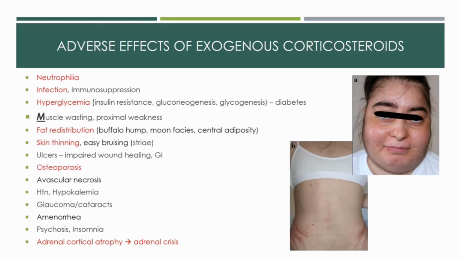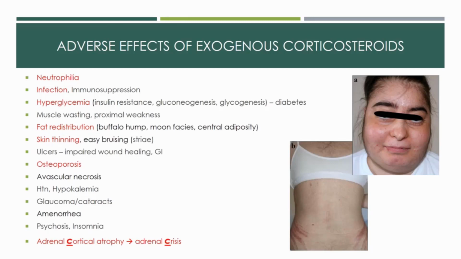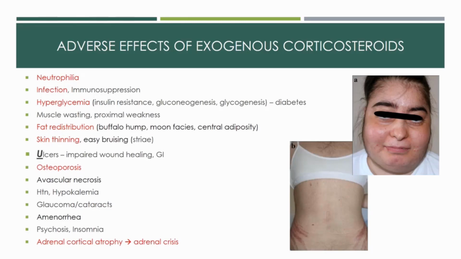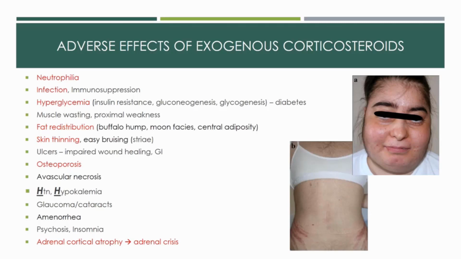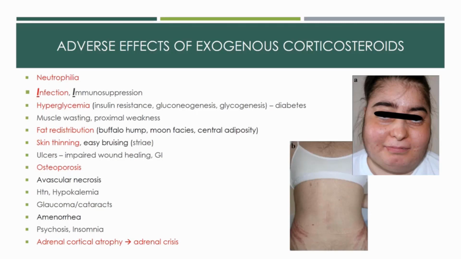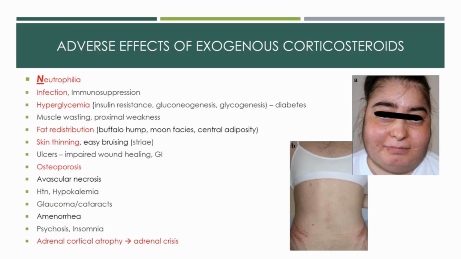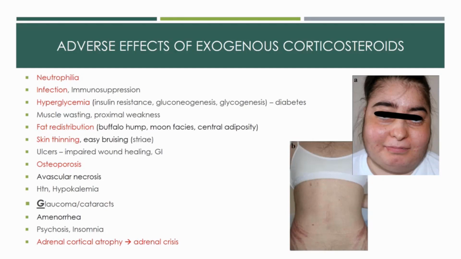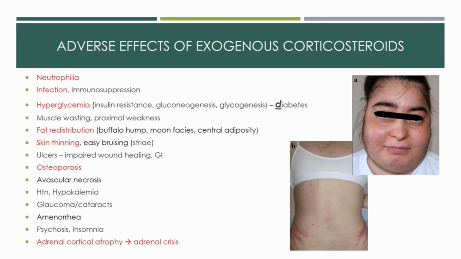A for amenorrhea, and M for muscle wasting. C is for cortical atrophy and crisis. U for ulcers, representing poor wound healing. S is for skin thinning and striae. H for hypertension and hypokalemia. I for immune deficiency and infection. And N is for neutrophilia. G is for glaucoma and other eye manifestations like cataracts. O is for osteoporosis and avascular necrosis. Another I for insomnia and other neurologic problems, and lastly, D for diabetes, and BAM, just like that, Cushingoid.